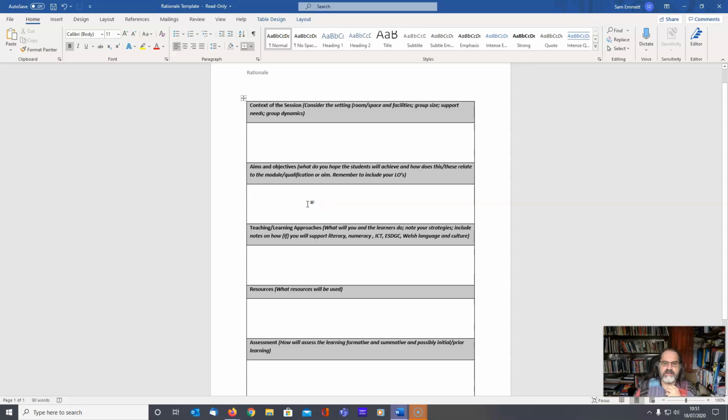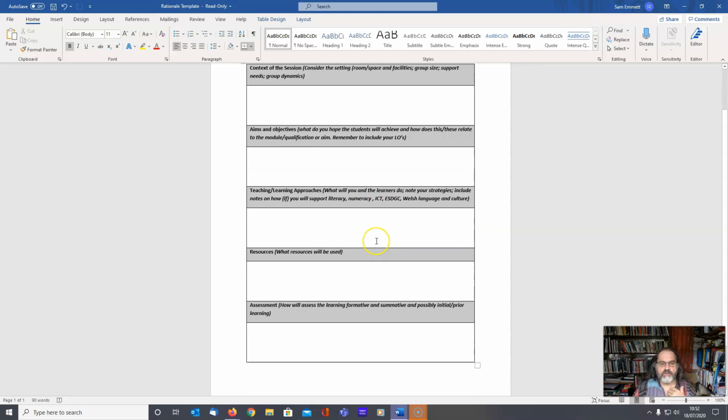Okay, then the aims and objectives. This is what you hope the students will achieve, and how these relate to any module or qualification or aim, and also include your learning outcomes. I've left that in there as the full amount, because in a normal rationale, you will be linking or constructively aligning to qualifications such as a GCSE or an A-level or a Level 3 or a Level 2 award. In a micro-teach, it's a little bit different, and I'll explain that when we get in.